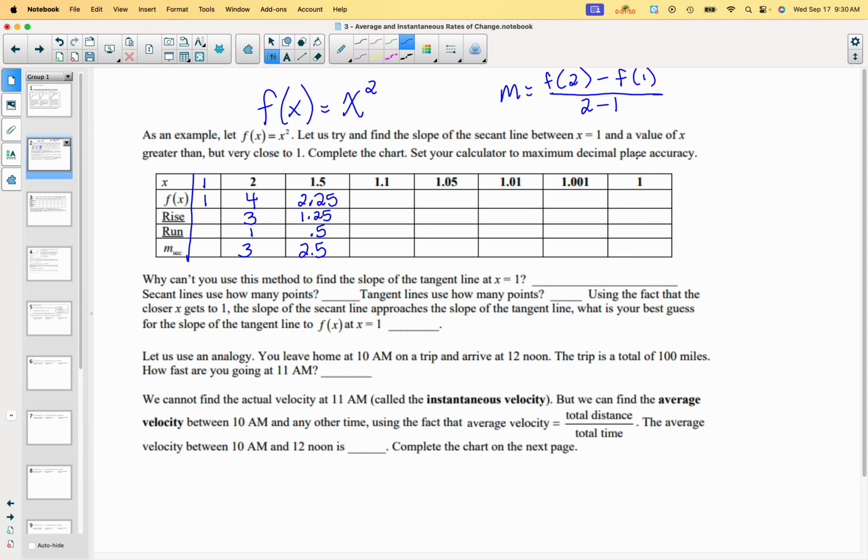Now, I'm going to have you pause. Go ahead and do the rest of them. I'm going to fill it in. Of course, I won't know if you copied me or if you really paused it, but so we'll do that.